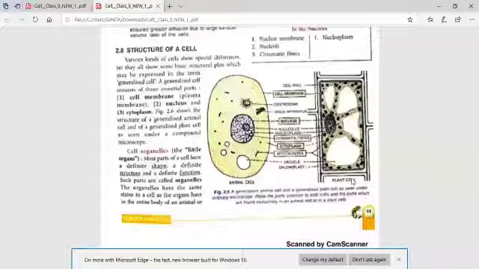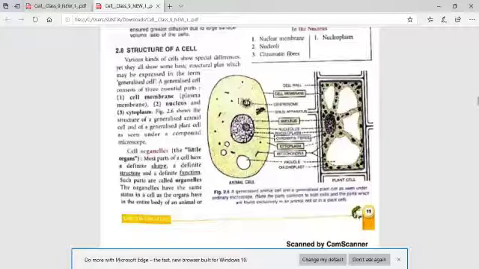Good morning, students. In this video lecture, we are going to start with the discussion regarding the structure of a cell. Last class, I gave you a brief introduction about this chapter. Today, we'll start with the structure of a cell. Structure of a cell means what?